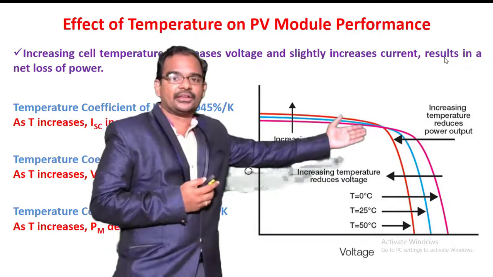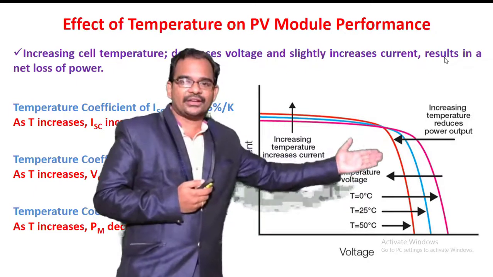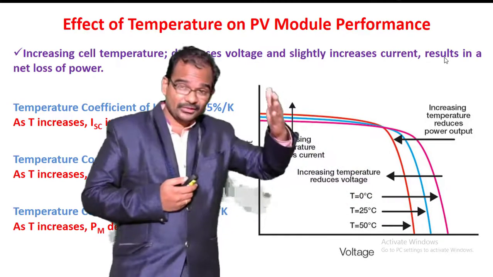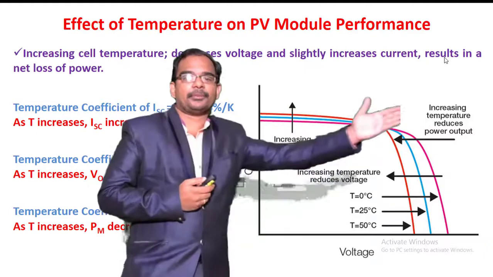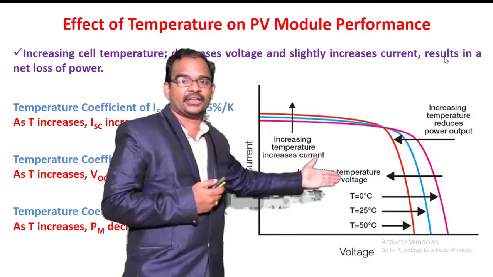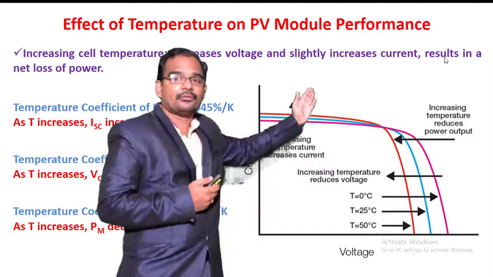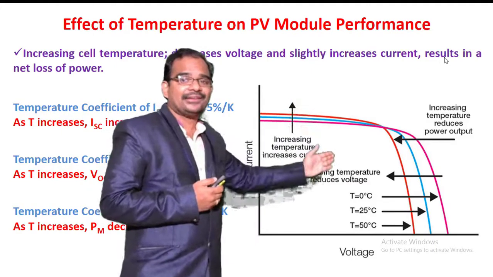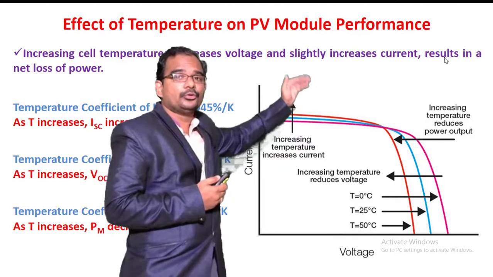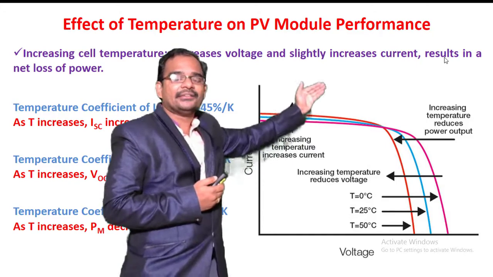You can observe in the graph over here on the x-axis side, as the temperature is increasing from 0 to 25 degrees centigrade and then to 50 degrees centigrade, the curve is shifted from back to the front, that is from pink to blue and blue to red, that is the voltage is reducing. As the temperature increases, the module voltage reduces. As you can see on the y-axis side, as the temperature is increasing, the short circuit current is slightly increasing from pink to blue, blue to red.